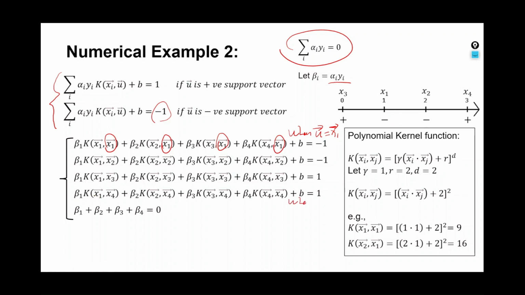This is when the second last equation is when u is equal to x4. And x4 is a positive sample, so we're going to use the first equation and just substitute this u with x4. So x4 over here, x4 over here, x4 over here, x4 over here.